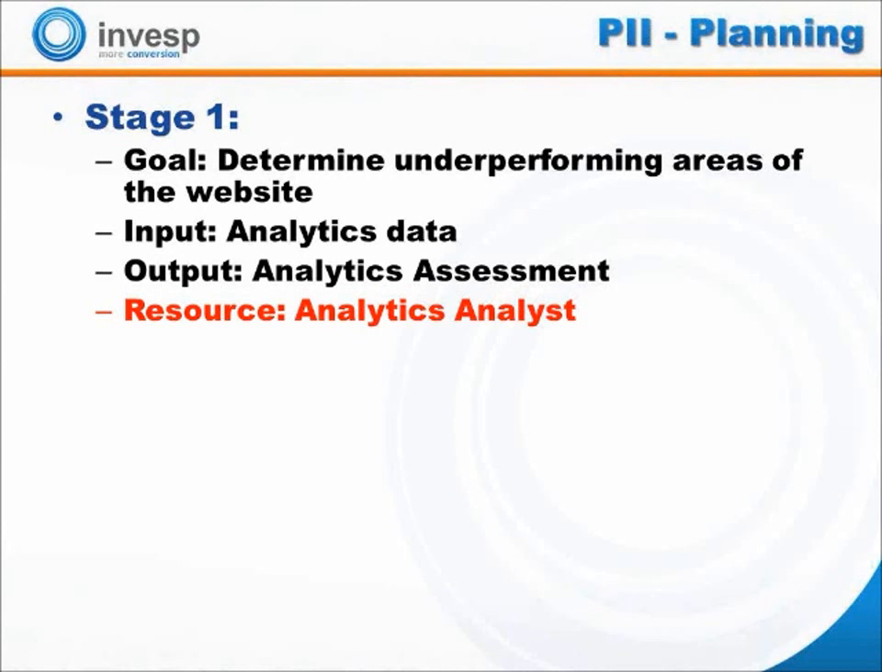What's the input in order for you to conduct a successful stage 1? It's in your analytics data. There's a wealth of data available for you in your analytics. The output from that stage is what we call an analytics assessment. The analytics assessment will tell you, here is the prioritization of your different areas, and here are the areas that you should focus on. You start with your category pages, then you go to the checkout process, then you go to the main home page. It's an actual full plan.